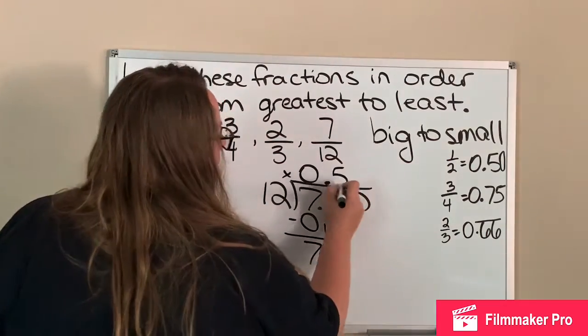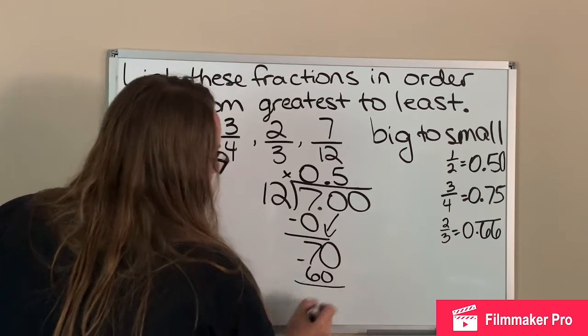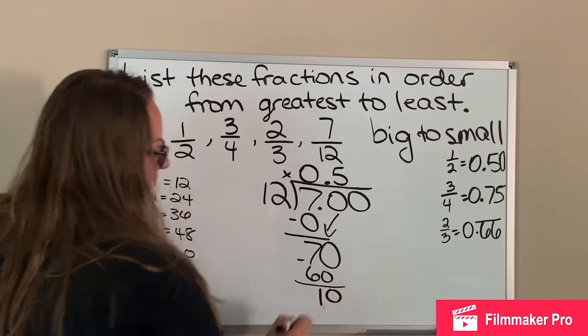So my 5 is going to go here. 5 times 12 is 60. I'm going to subtract here. 0 minus 0 is 0. 7 minus 6 is 1.